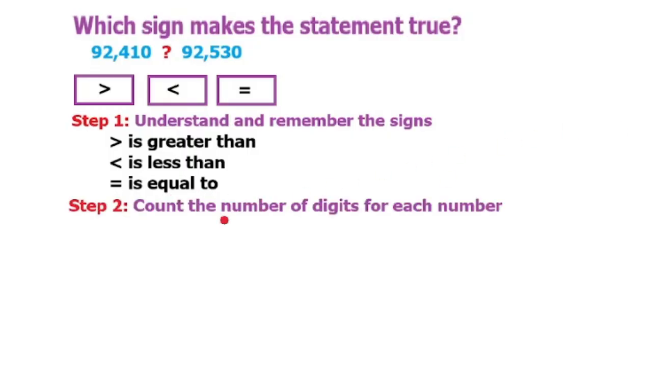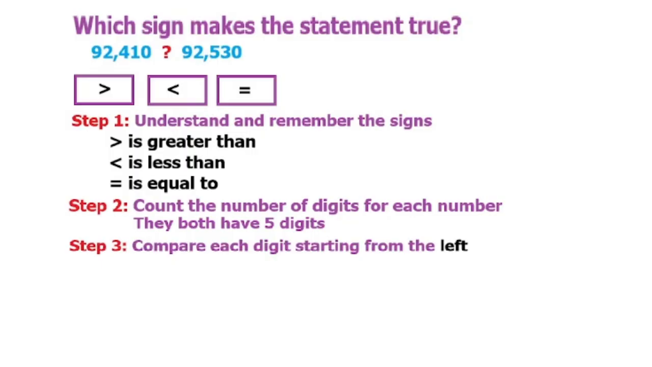The next step is to count the number of digits for each number. They both have 5 digits: 1, 2, 3, 4, 5. 1, 2, 3, 4, 5, if you follow the bouncing red ball.